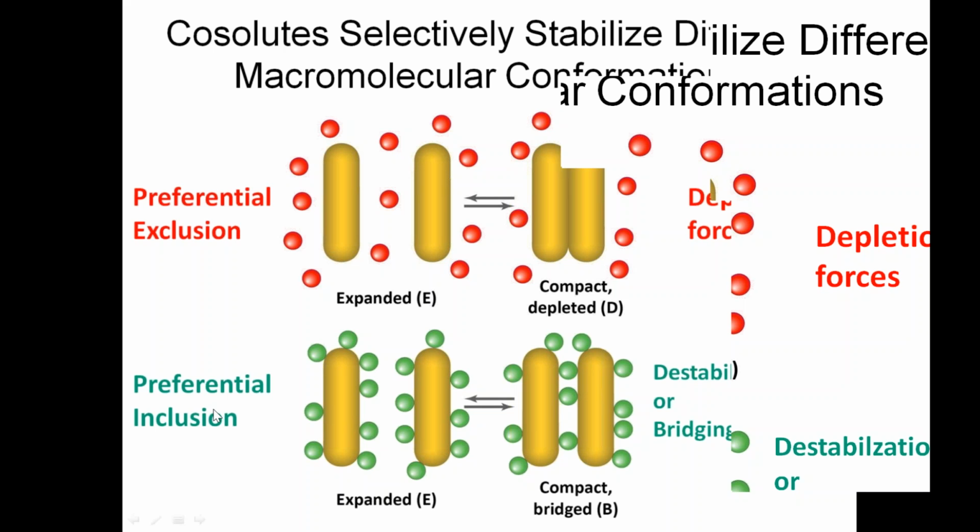But in certain instances that I will talk about in the rest of the talk, they are preferentially included around a more compact state, which we call the compact bridge state, and they act through what is termed bridging attraction to stabilize a structure in which colloids are brought together in space with respect to one another. They are bridged together by a layer of intervening cosolutes. So in a way, the cosolute acts as a glue to stick together two colloids.